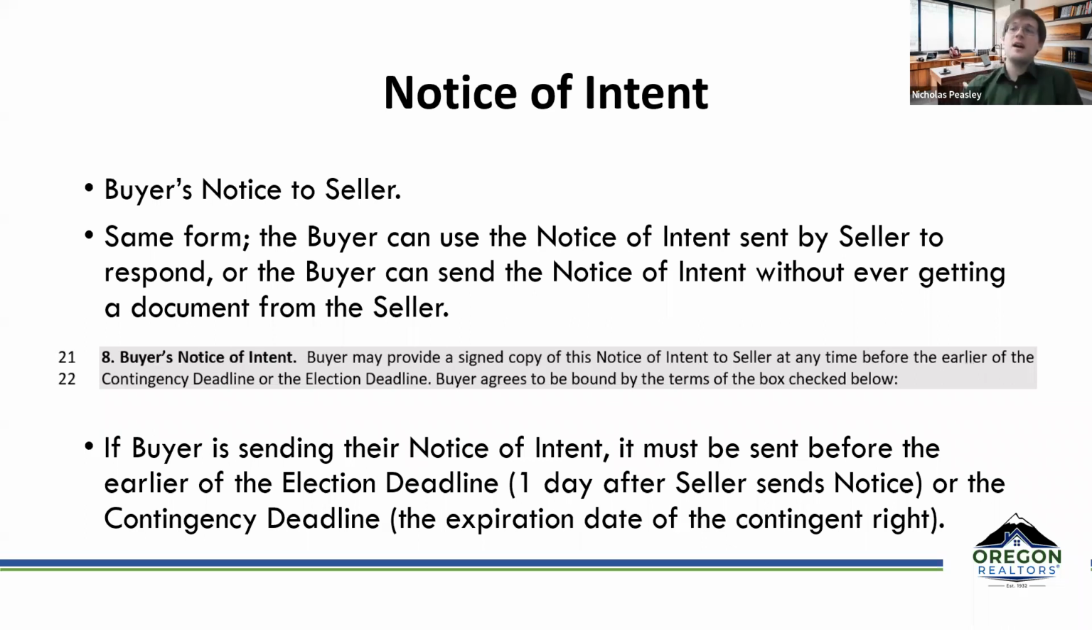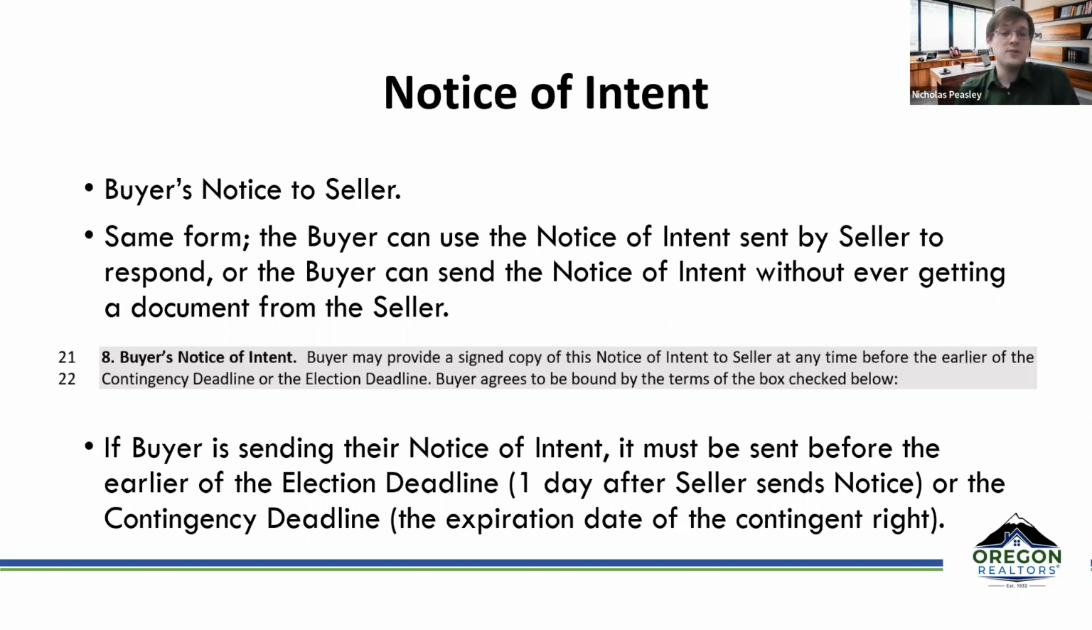The buyer provides the copy of the signed notice of intent to the seller at any time before the earlier of the contingency deadline or the election deadline. You have those 2 time frames that dictate when your contingency is happening. So the earlier of those 2, and buyer will be bound by whatever they check on the rest of the document. We'll get to it.